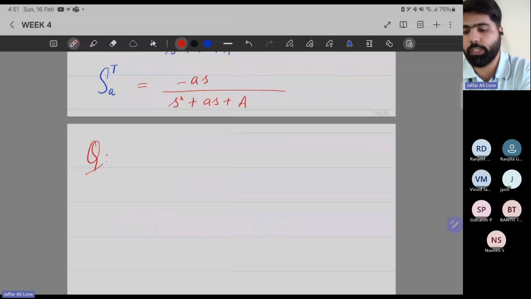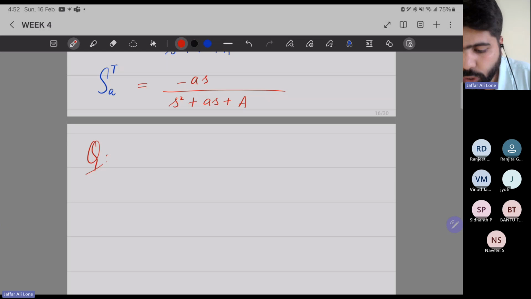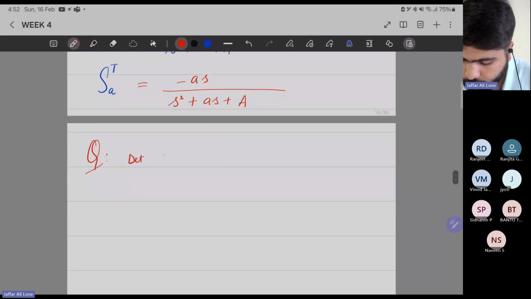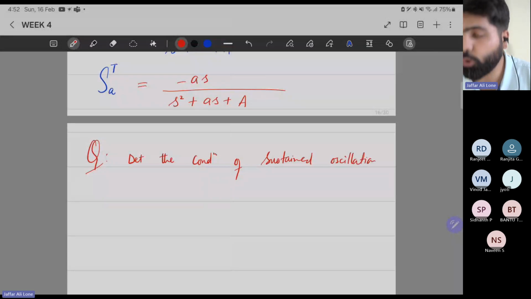Before we end today's session, just one very important type of question, because you may get these types of questions in your assignment or maybe in your future exams. You have to determine the condition of sustained oscillations. Sustained oscillation means there are oscillations, so it means my system is marginally stable. That's why sustained oscillations.